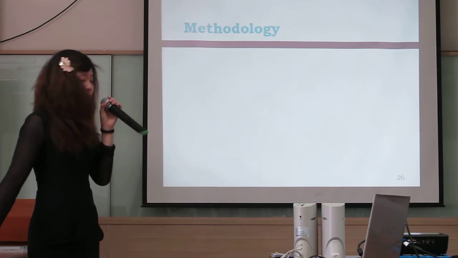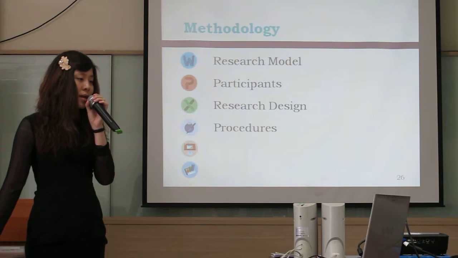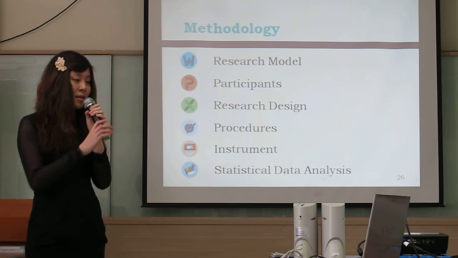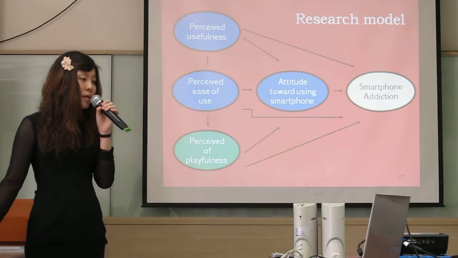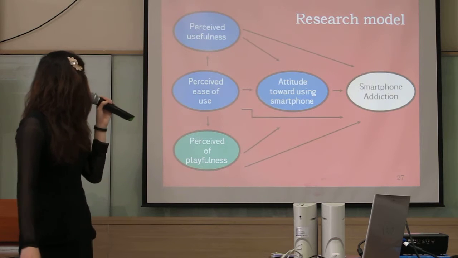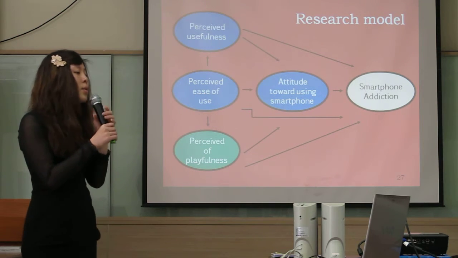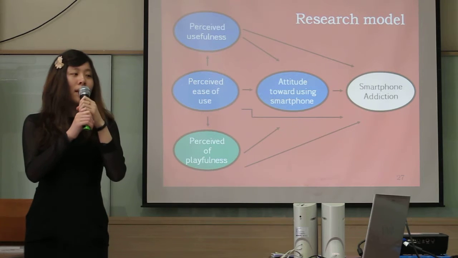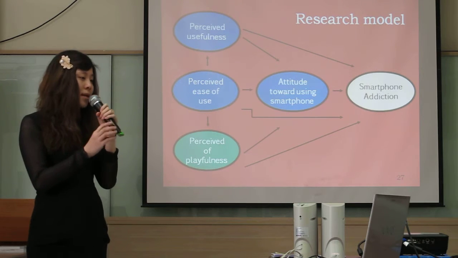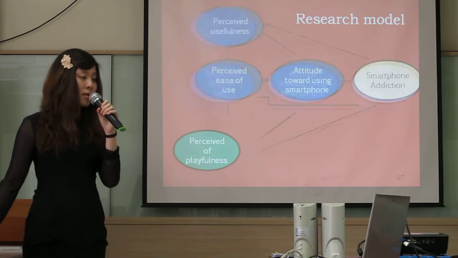Methodology includes research model, participants, research design, procedure, instrument, and final one is statistical data analysis. This is my research model. The 3 blue ones mean TAM, and the green one means perceived playfulness based on flow theory, and the white one is smartphone addictions.